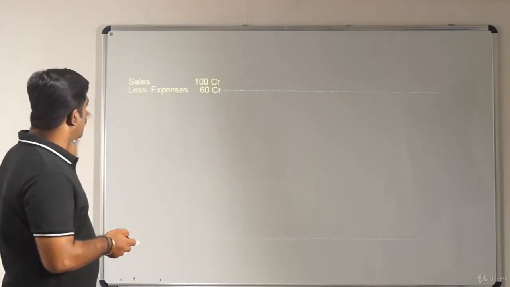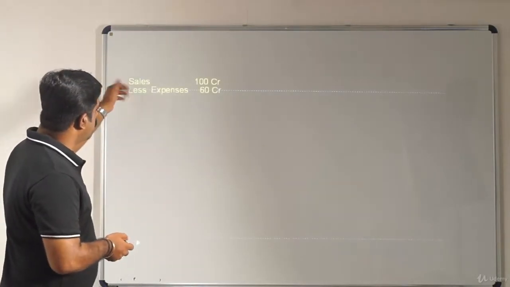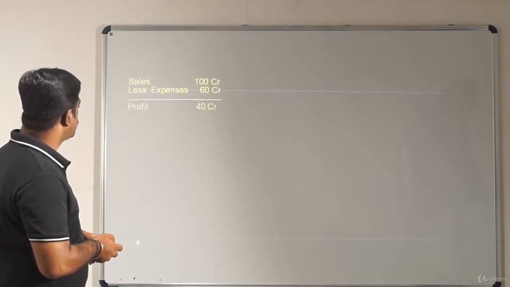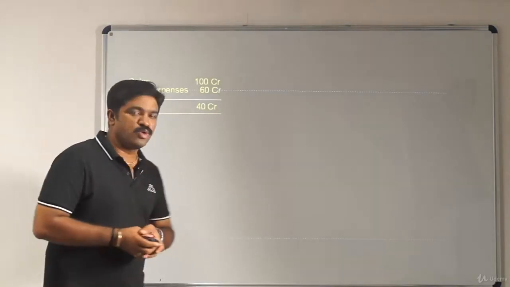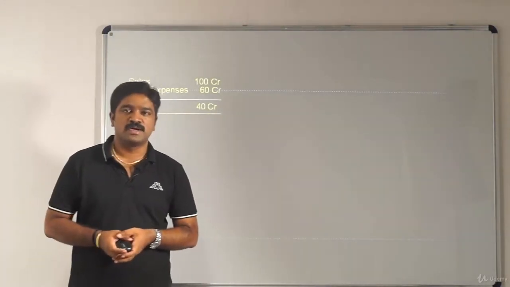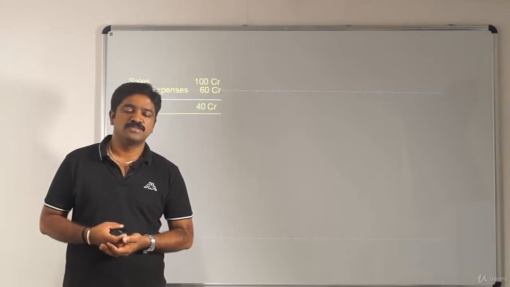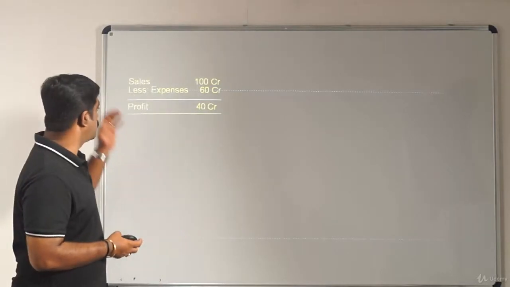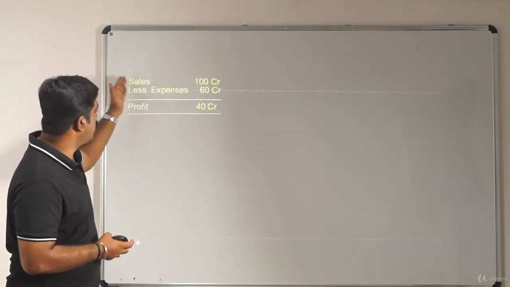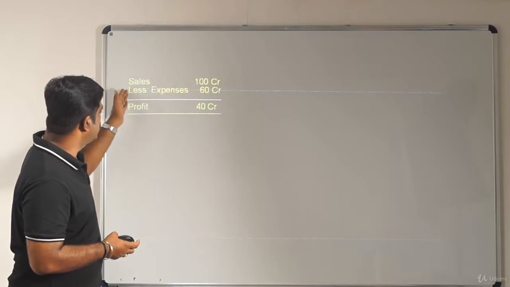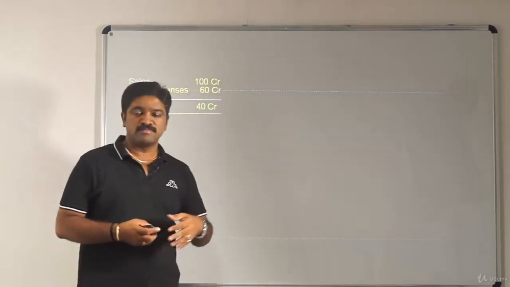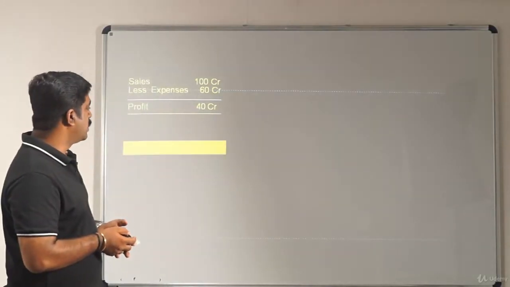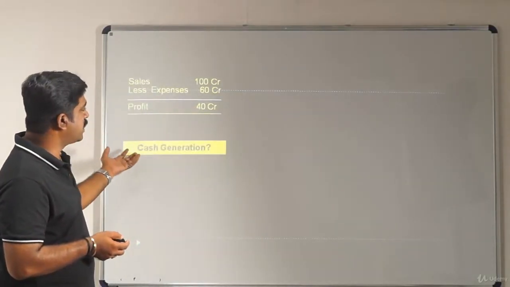Let's say a business entity is making sales of 100 crore and its expenses are 60 crore and its profit is 40 crore. Now if I ask you a question, what could be the cash generated by this unit, because they've made sales of 100, incurred expenses of 60, their profit is 40. I can expect three different answers.